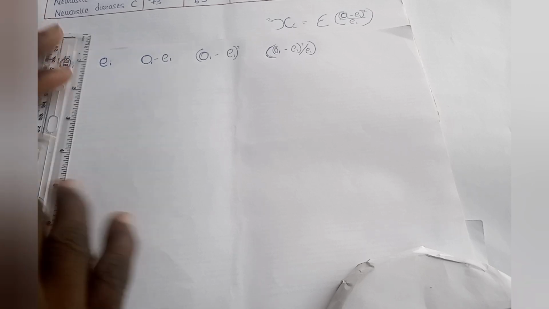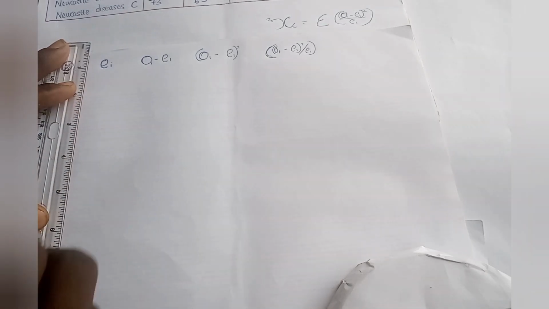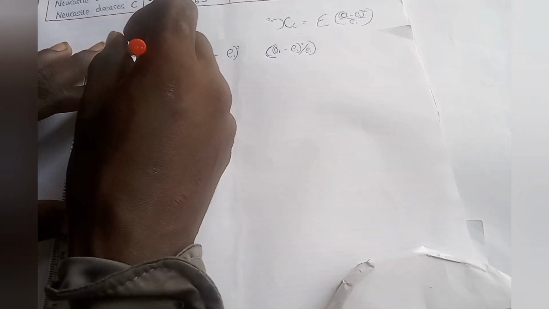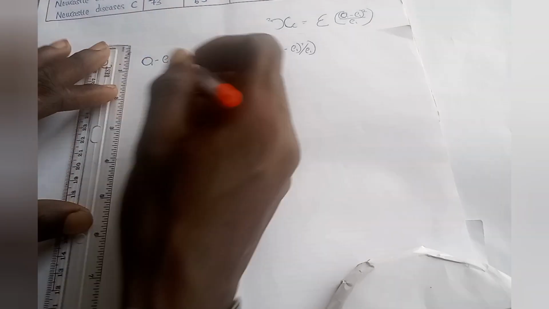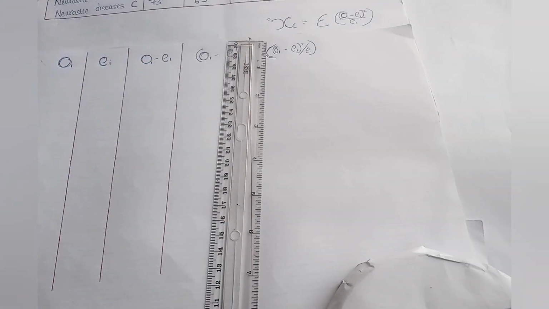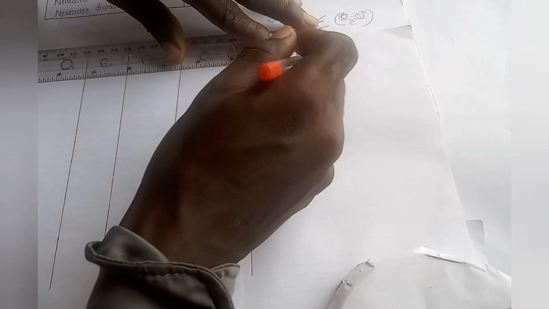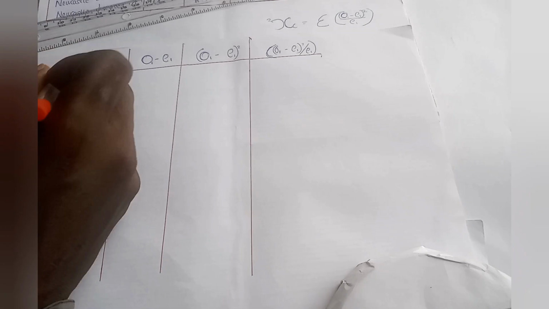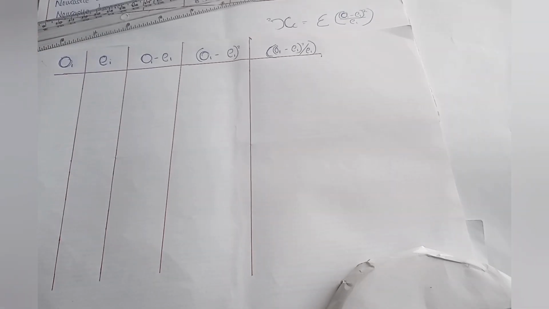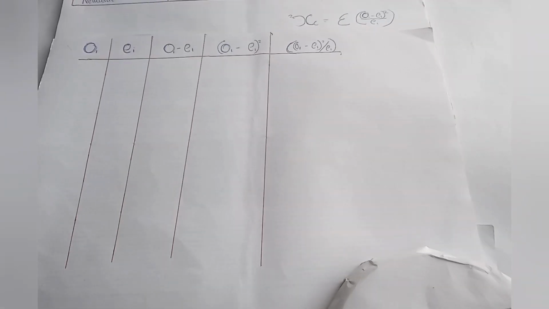So let us draw a line. Let's do another one. Then another one. As I've already told you that I will be doing it step by step, so I want us to follow carefully. Now I have my table.